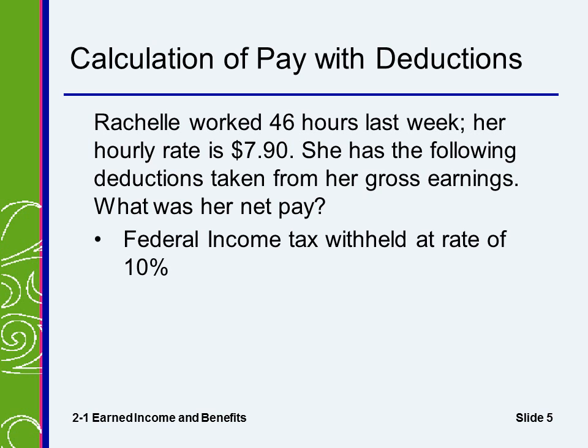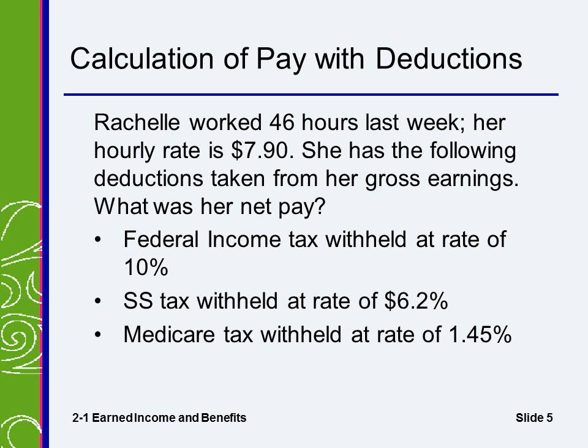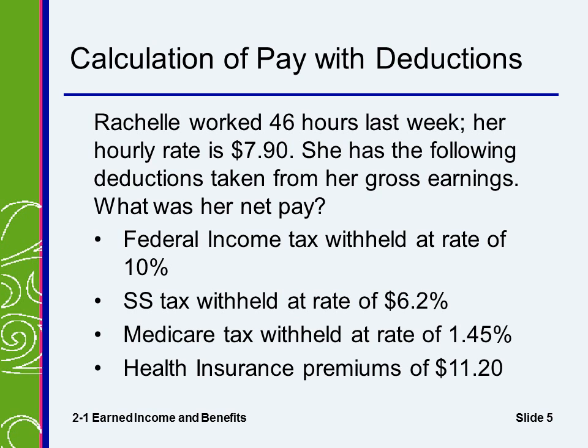The first deduction is her federal income tax, withheld at a rate of 10%. Then her Social Security tax was withheld at a rate of 6.2%. Next, Medicare tax was withheld at a rate of 1.45%. And her health insurance premiums were $11.20. All of that was taken out of her paycheck.